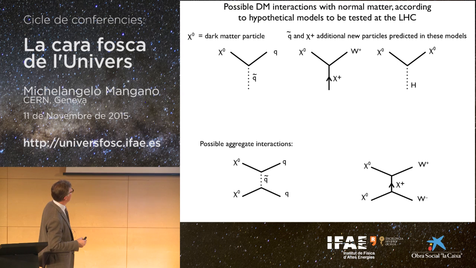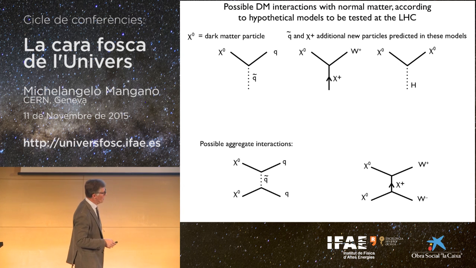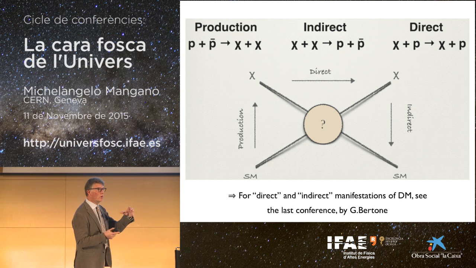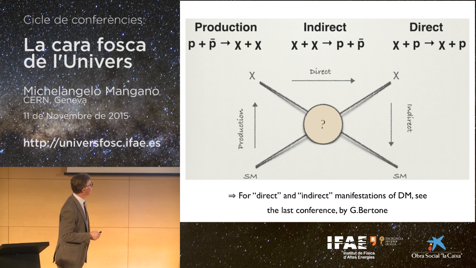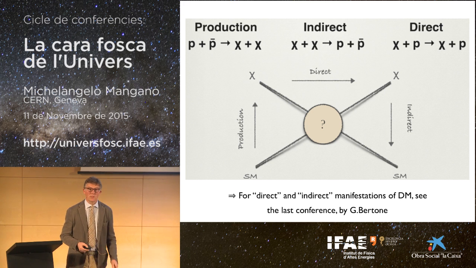And out of these we can build aggregate interactions. We take two of these, one on the upper side, one on the lower side, and you see we mediate the interaction between quarks, for example, and dark matter, or between dark matter and W bosons. So depending on how we look at those diagrams, you remember there were two quarks, so Standard Model objects, and there were two dark matter objects. And we can use the Standard Model objects to produce a pair of dark matter. This is what we would be doing at the LHC.